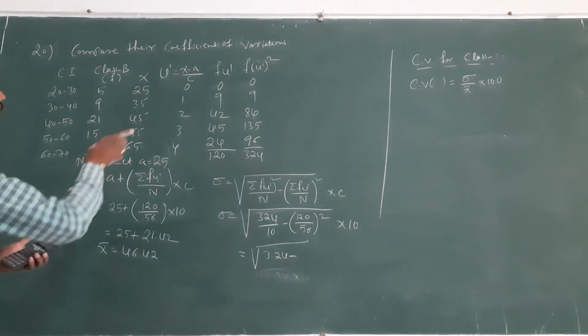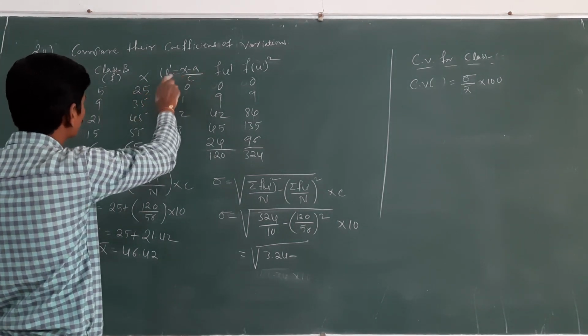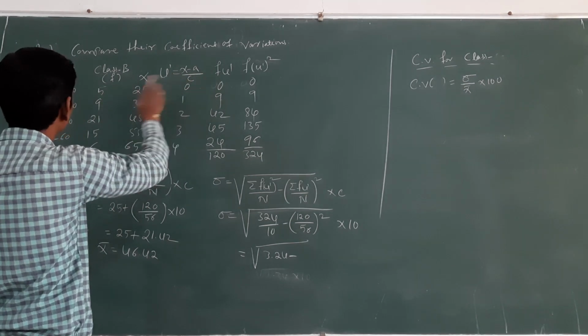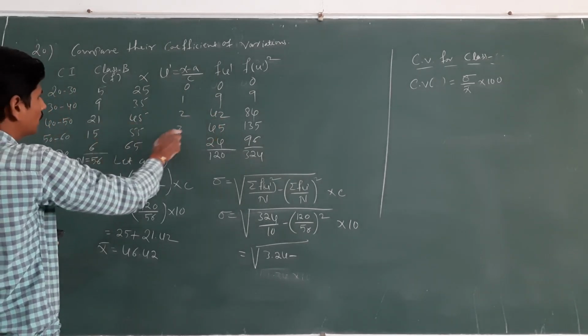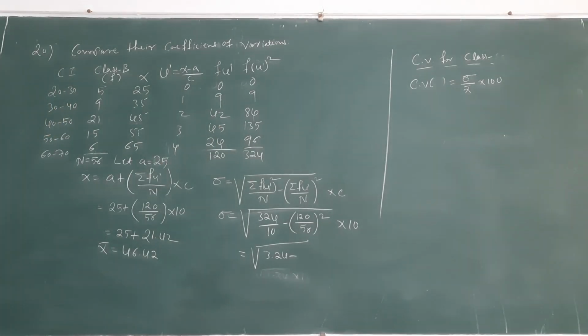Here, f into u dash: 5 into 0 is 0, 9 into 1 is 9, 21 into 2 is 42, correct? 15 into 3 is 45, 6 into 4 is 24, correct? The sum is 120. Capital N is 5 plus 9 plus 21 plus 15 plus 6, which is 56.